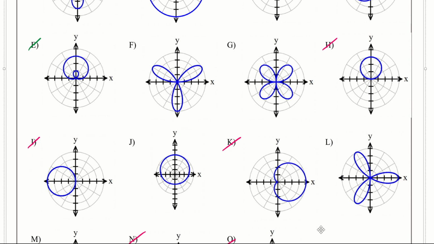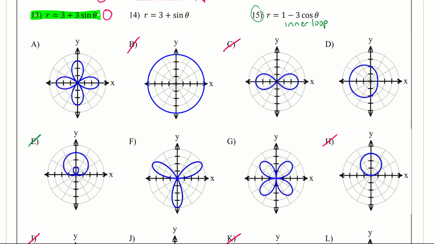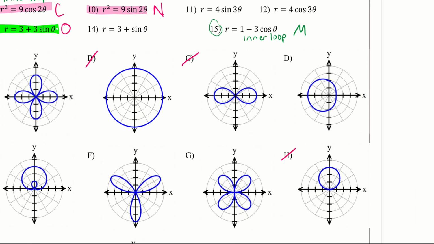Sorry. A limacon with an inner loop along the x-axis, that's going to be M. If you're wondering why this one is along the negative side of the x-axis, it's because of the minus between the terms.